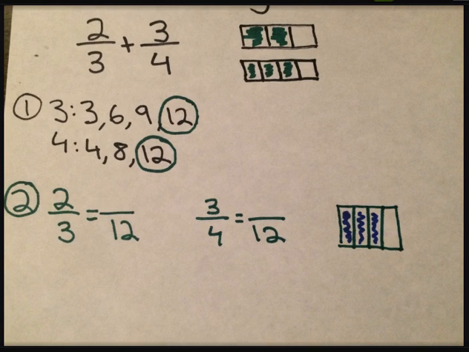So the way that we're going to figure out how to find equivalent fractions is by seeing what do you need to multiply the original denominator by to get to the common denominator. In this case, 4 times blank equals 12. It's 4 times 3.